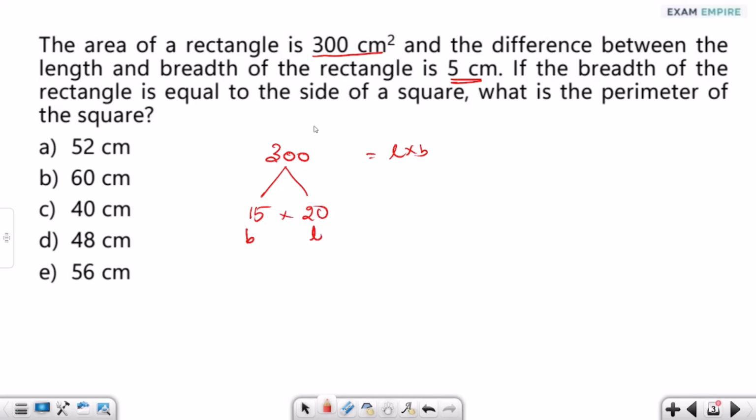Next, if the breadth of the rectangle is equal to the side of the square, so this is nothing but the side of a square. What is the perimeter of the square? So what is the perimeter of the square, which is 4a? So 4 into 15, the answer will be 60.